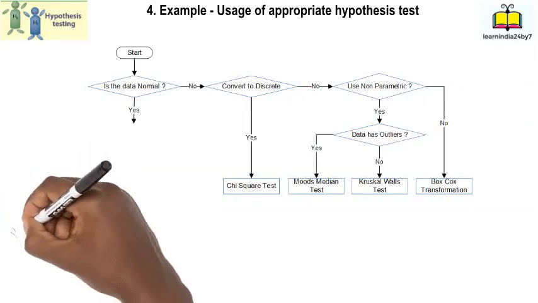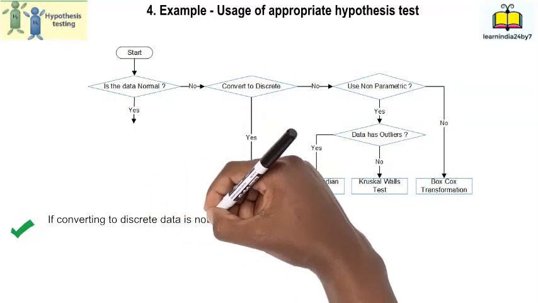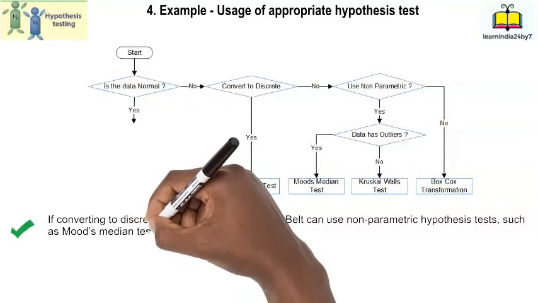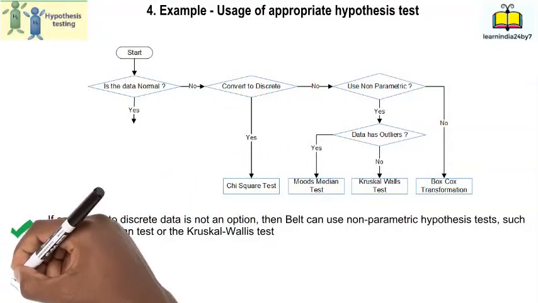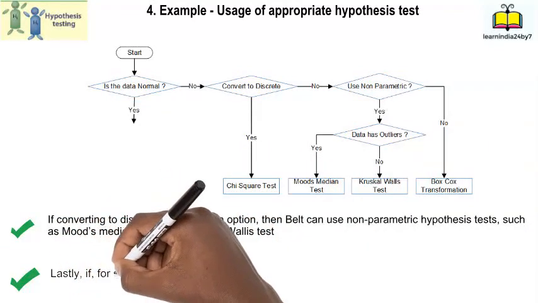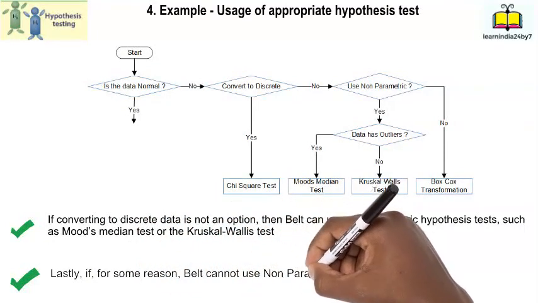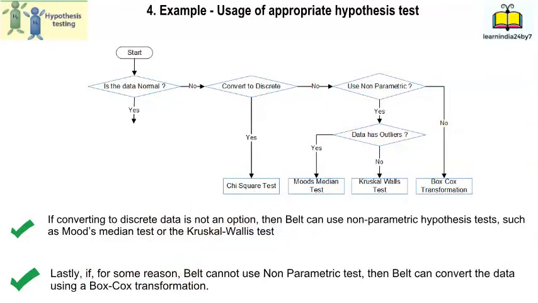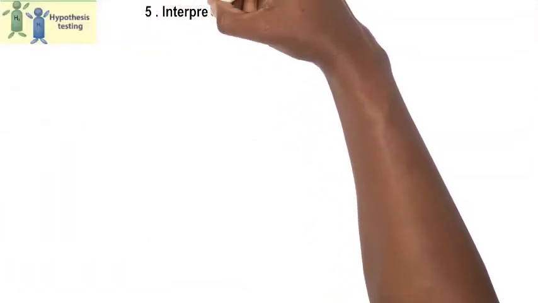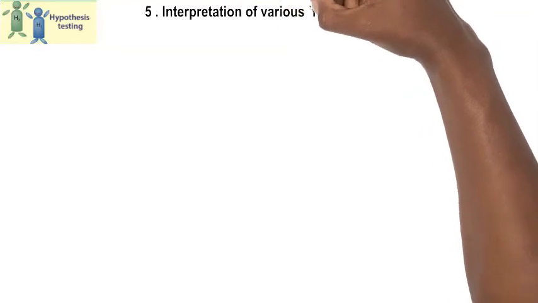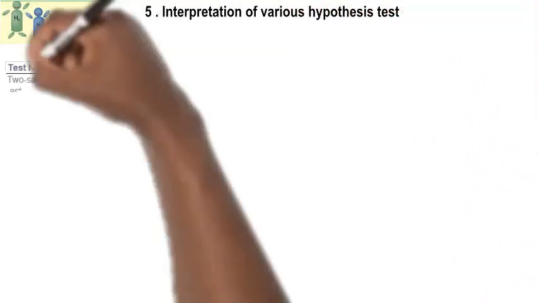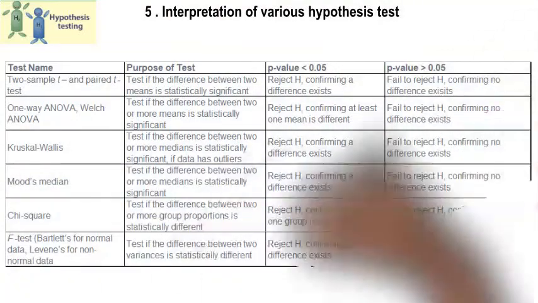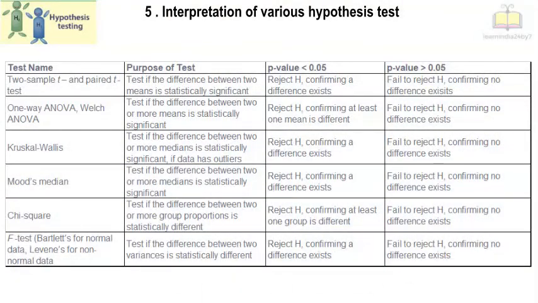So in the next stage, if converting to discrete data is not an option, then belt can use set of non-parametric hypothesis test. Also, if for some reason belt cannot use non-parametric test, then he can move further down and use Box-Cox transformation. So friends, now you can see a summary table showing how to interpret various hypothesis tests.